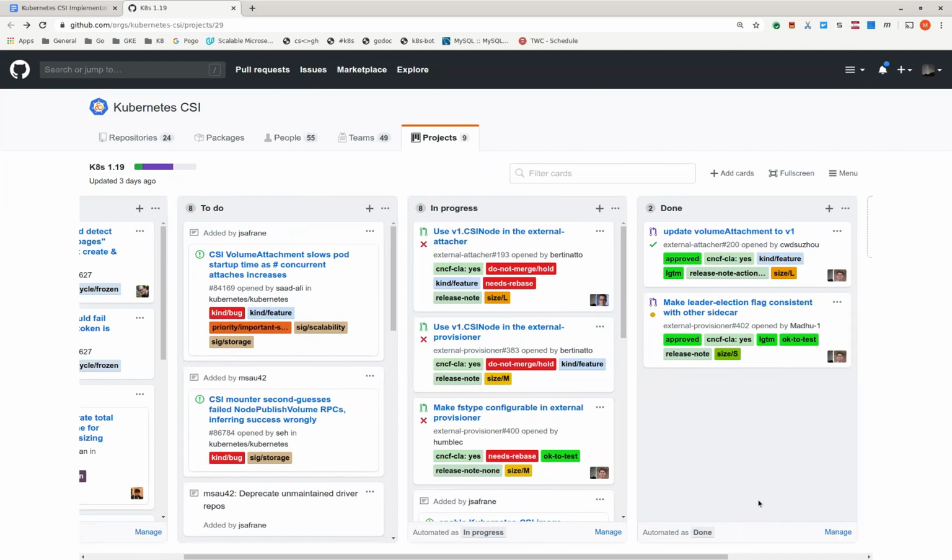Going down the list, we're trying to get all the sidecars to use the new V1 objects. This is important so that we can finally start adding some tests to conformance. One of the requirements for conformance is that none of the components can use V1 beta objects. So this will be an important piece to get us there.